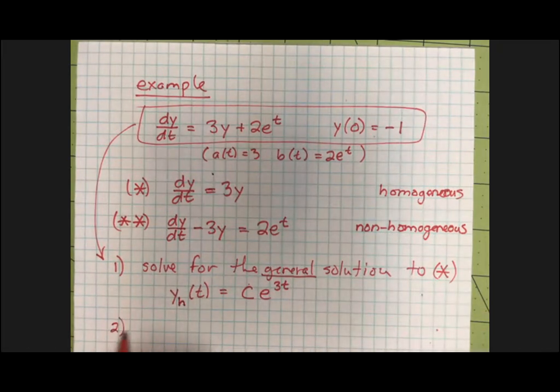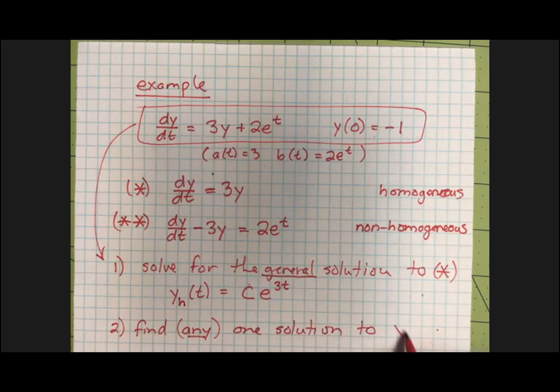Step two, find any one solution to double star. This other solution is called the particular solution.